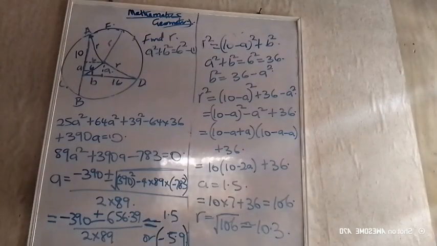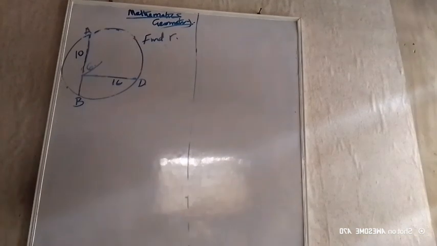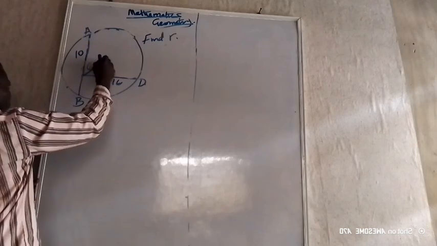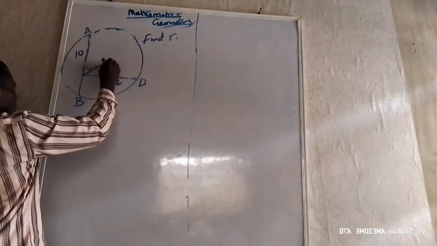We still have one more way to look at it. Let's see. Now let's look at it from another perspective, or another angle. So this is 6. This is the center. And this is r.